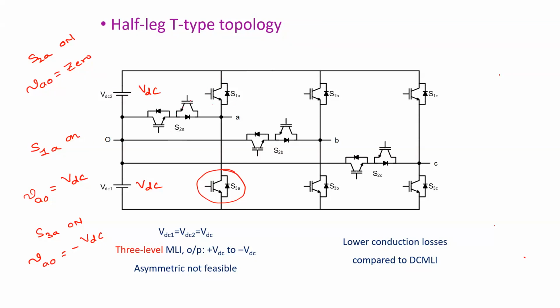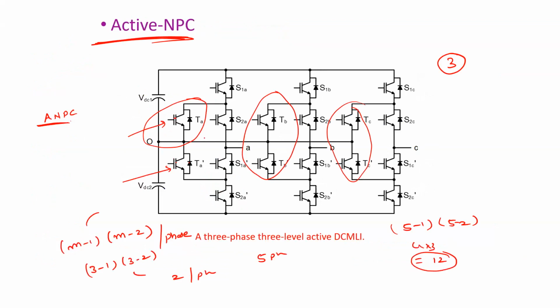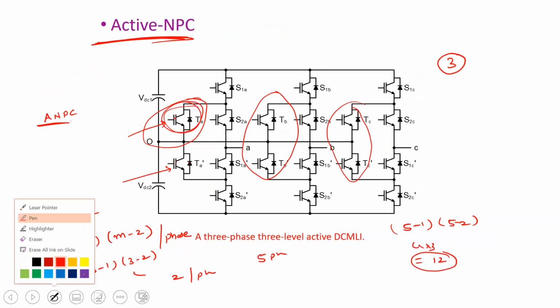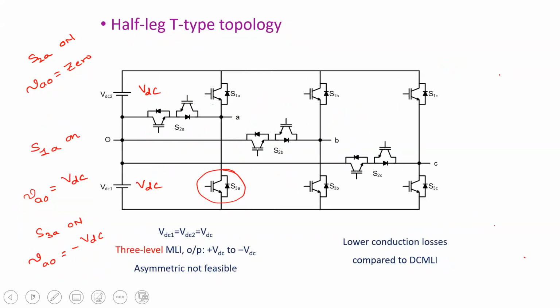Similarly, this is a bidirectional switch, similar to the active clamp that was discussed. It allows the current in both directions, so depending on that you can control this one or this one. We can control the current in either direction, and therefore the capacitor balance can be achieved. That is one of the advantages.